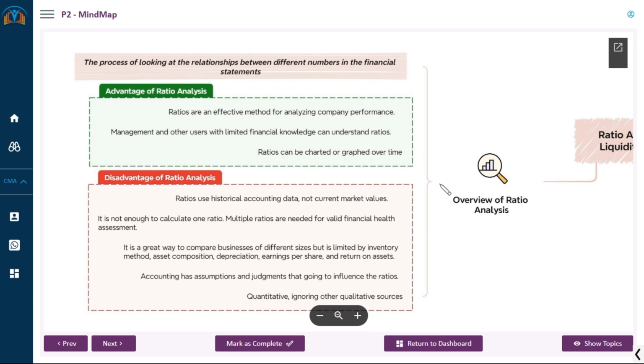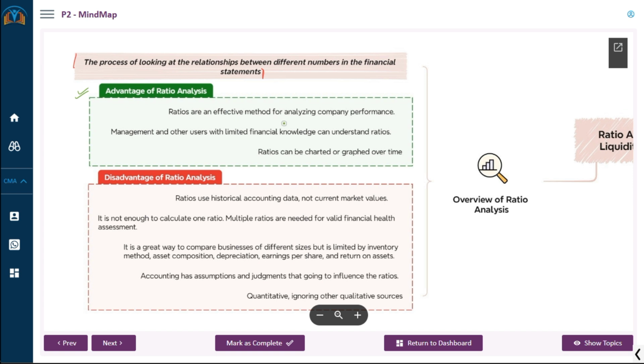Ratio analysis is the process of looking at the relationship between different numbers in the financial statements. This is what the ratio analysis is. So we have the advantages of ratio analysis and the disadvantage of ratio analysis. So what are the advantages of ratio analysis?